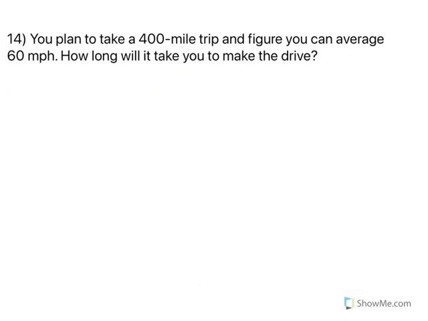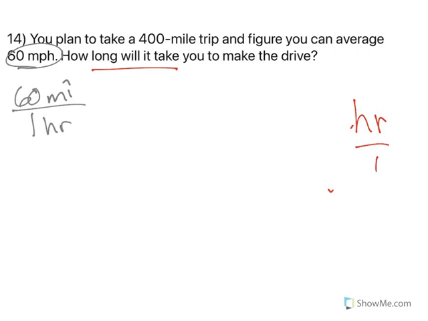Let's do another. You plan to take a 400-mile trip and figure you can average 60 miles per hour. How long will it take you to make this drive? Okay, how long? We want our answers to be in hours. That's what I see first of all. How long? My answer is in hours. So when I see 60 miles per hour, well, I know right away I'm going to need to flip that because I need hours to be in the numerator.